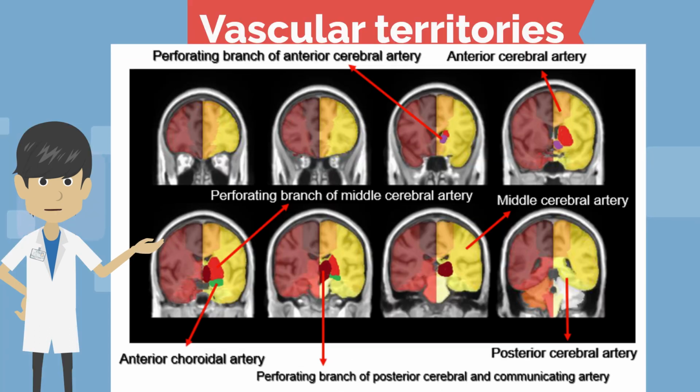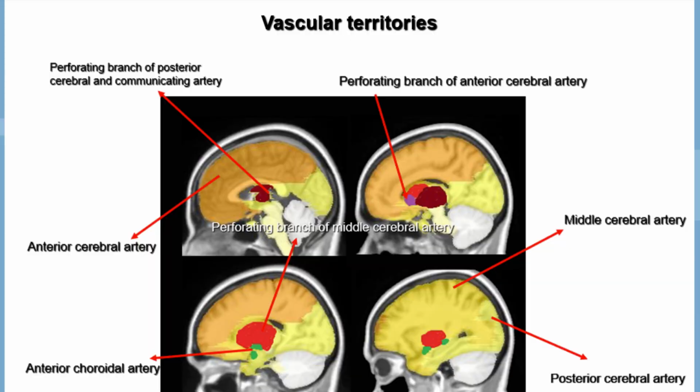This is followed by a coronal section showing the territories of these vessels. The territories of these vessels in sagittal section are shown. The perforating branch of the anterior cerebral artery is also called the medial striatal artery, and the perforating branch of the middle cerebral artery is also called the lateral striatal artery.